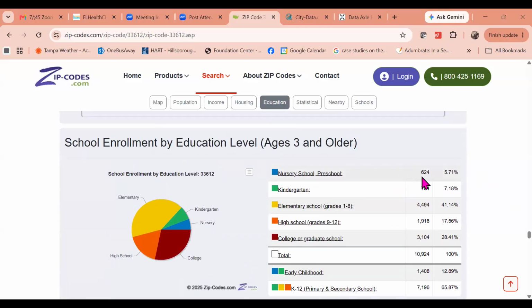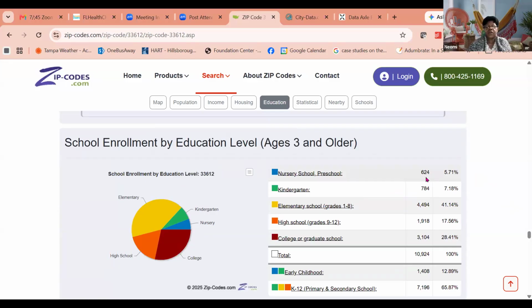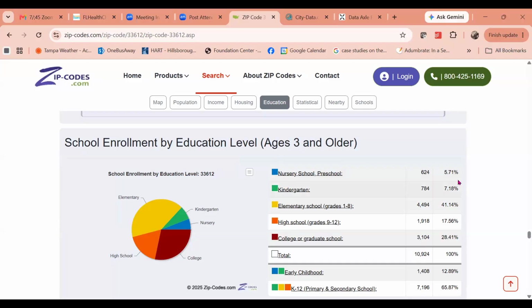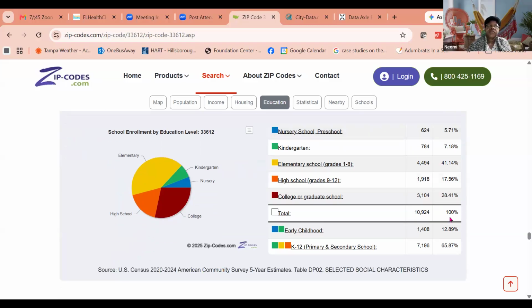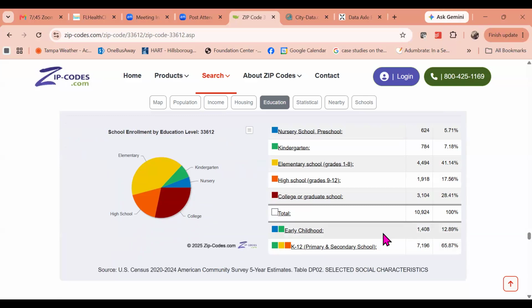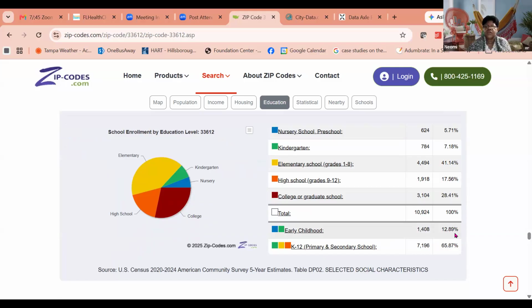No, these are the kids that are going to nursery school age, from age 3 and older. But you do early childhood. So 12% is in your neighborhood, a good number. In your neighborhood, not where your business is, you have over 1,000 kids that are eligible for early childhood.